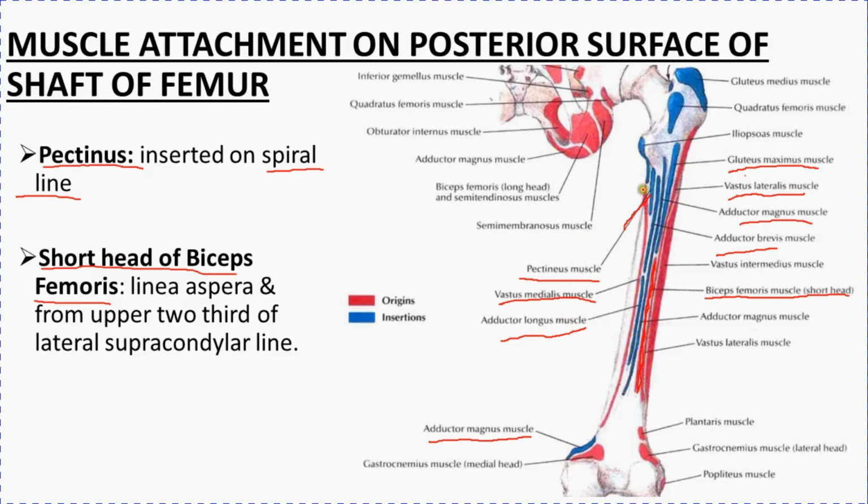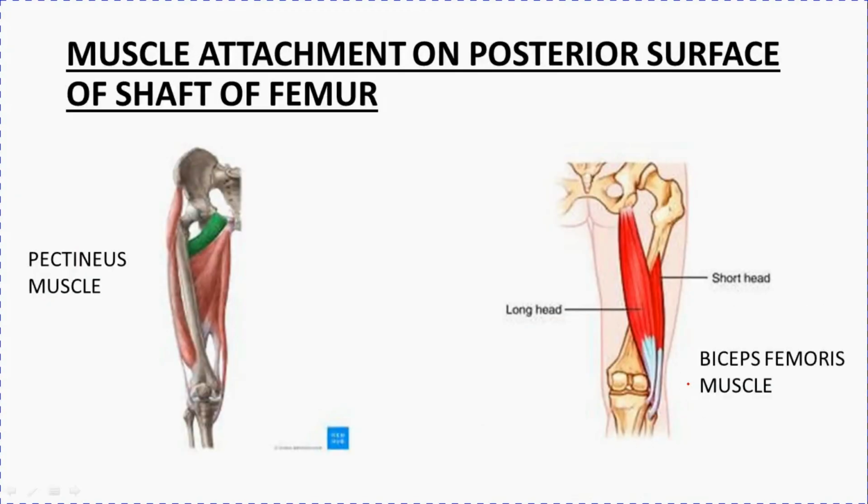The pectineus muscle arises from the spiral line, and the biceps femoris arises from the linea aspera and from the upper two-thirds of the lateral supracondylar line. In this figure, you can see the pectineus muscle. This is the pectineus muscle which is arising from the spiral line. This is the biceps femoris. The short head of biceps femoris is arising from the linea aspera as well as from the upper part of the lateral supracondylar line.